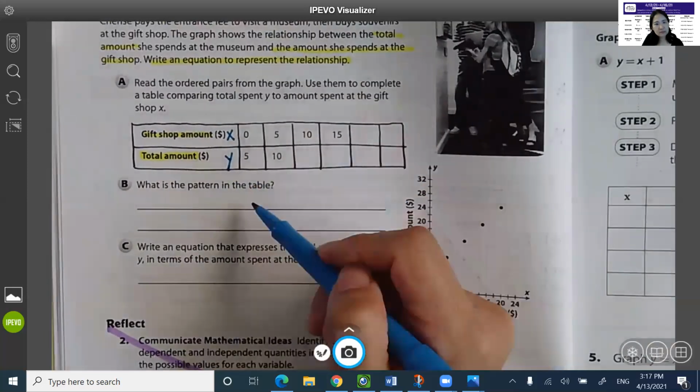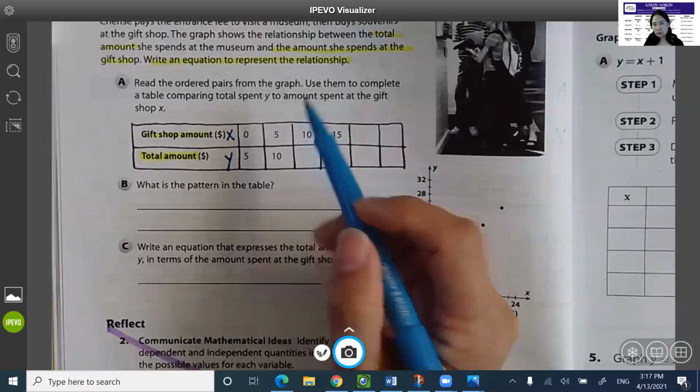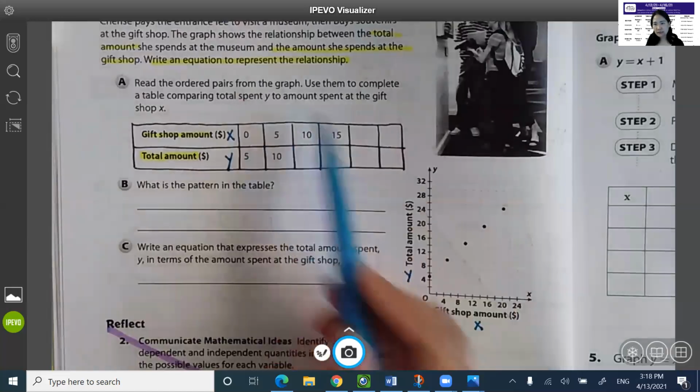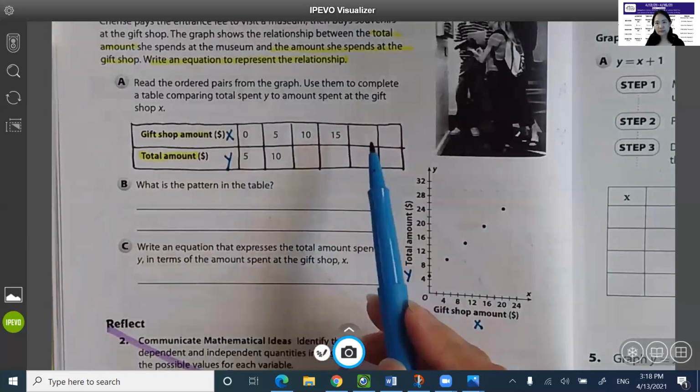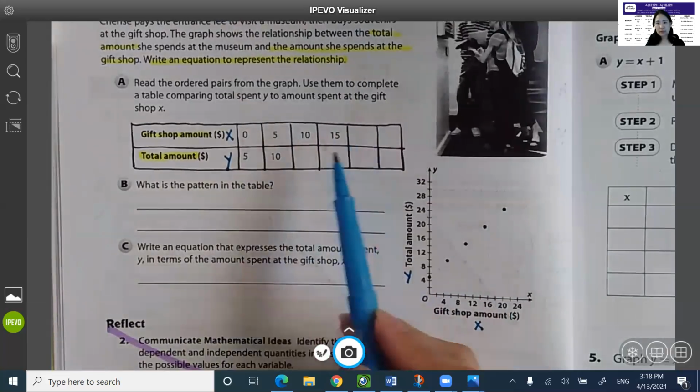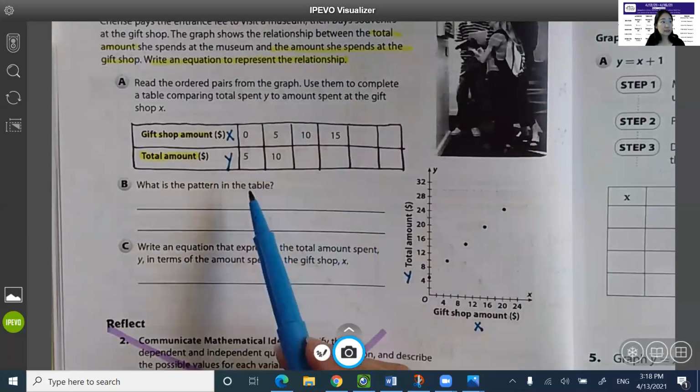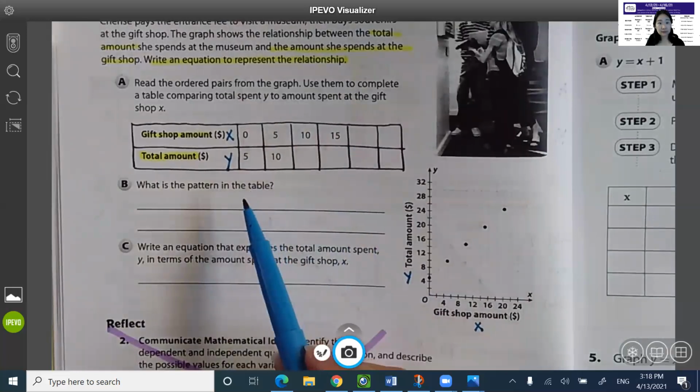All right, so let's study these numbers that are given and see if we can figure out the pattern. What is the pattern in the table? I'm going to ignore this part. I'm not going to look at the graph and try to complete the table. We're going to see if we can figure it out by looking at the pattern, okay?